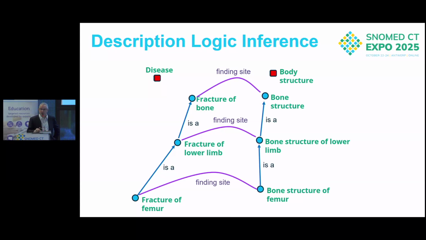But the other relationships we have are these attribute relationships. So you can see fracture of femur. It also has an associated morphology of fracture, which I've not shown here. But the thing that changes is the finding site. So fracture of femur has bone structure of femur. And you can see bone structure of femur sits in its own hierarchy, which is a type of structure of lower limb, which is a type of bone structure. So you've got one hierarchy and you've got another hierarchy and you're linking the two.